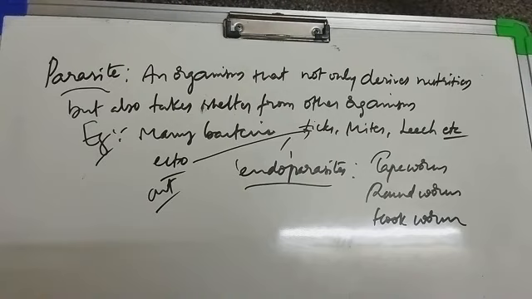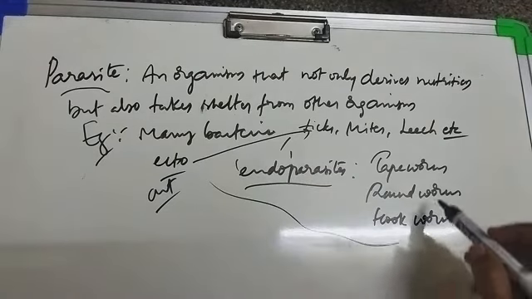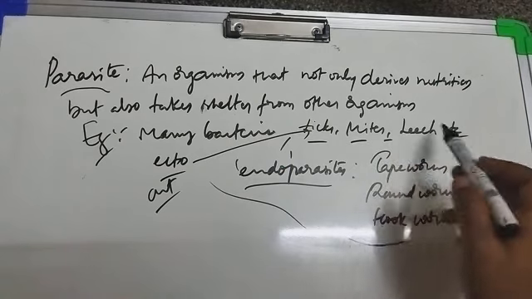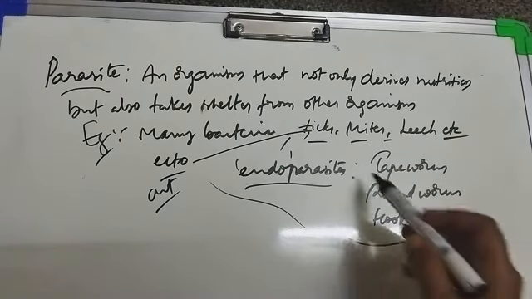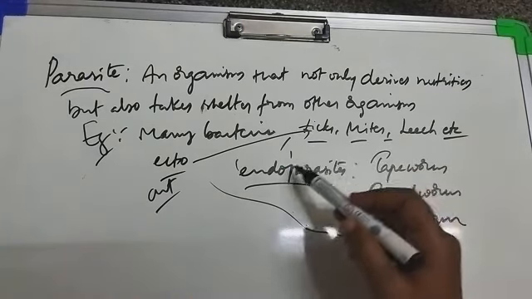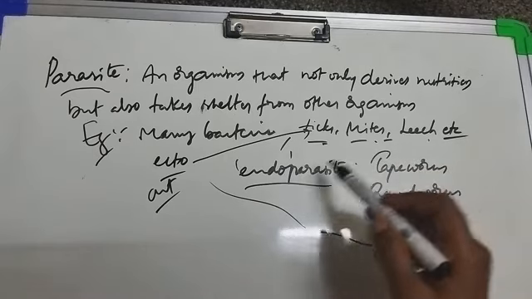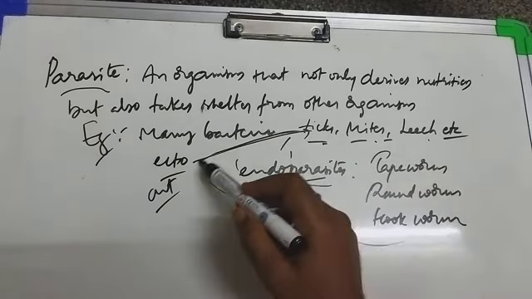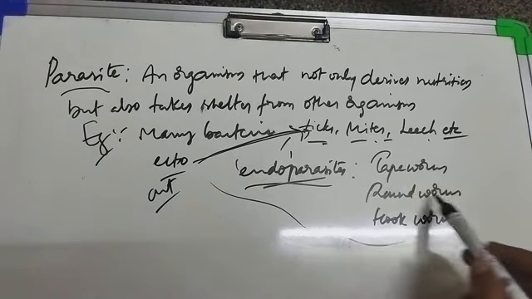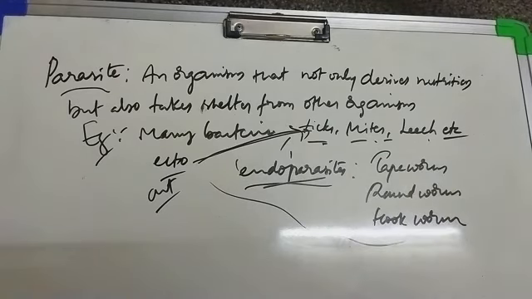So these are all animal parasites, whatever I have just read: ticks, mites, leech, tapeworm, roundworm. Ticks, mites, leech are ectoparasites, and tapeworm, roundworm are endoparasites. And there are some plant parasites also. Plant parasites means plants that depend on other plants, not on other animals. Parasitic plants.